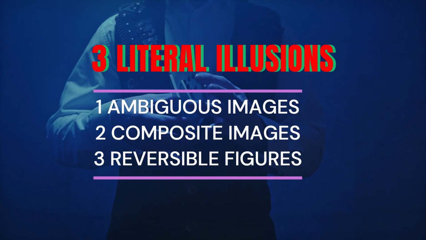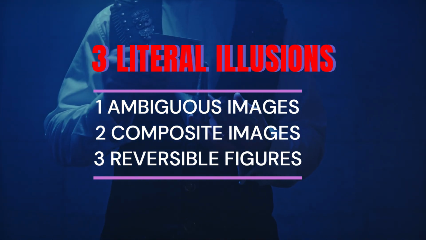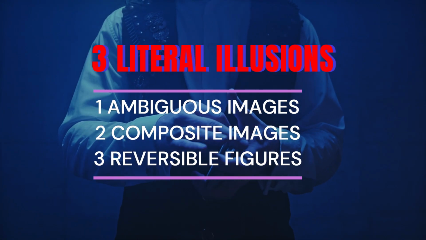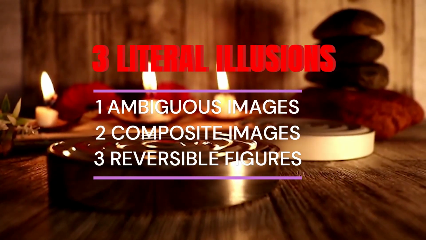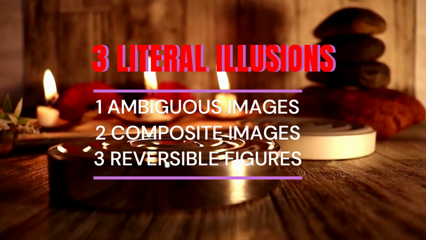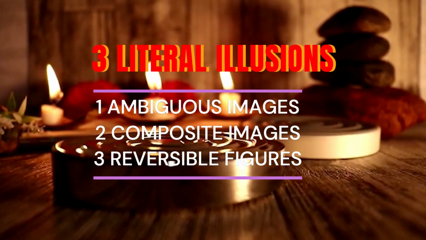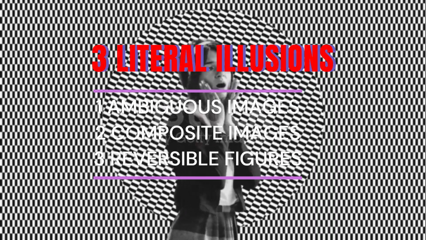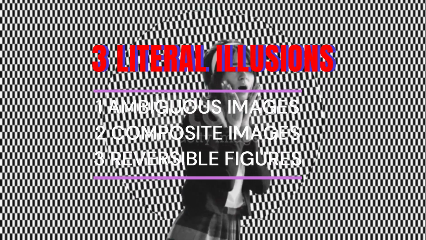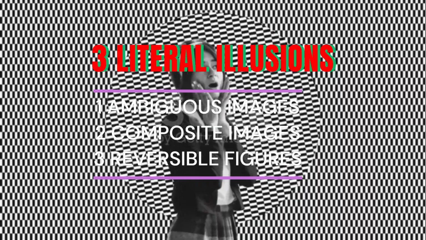Number 2. Composite images. Composite images optical illusions are created by combining multiple images or elements to create a single image that can deceive our perception. These illusions often play with our brain's ability to interpret visual information and can result in intriguing and sometimes baffling effects. Here are a few examples of composite images optical illusions.